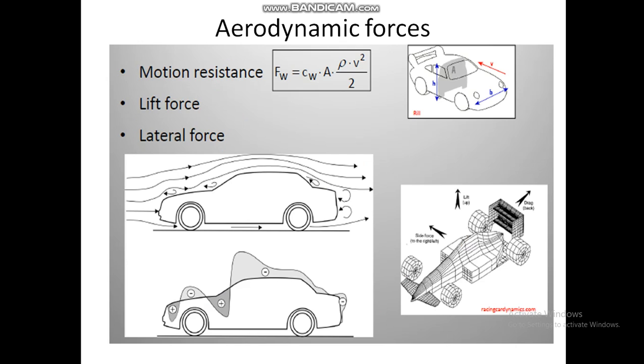Then we consider aerodynamic forces. The formula for aerodynamic force is Fw equals Cw times A times rho V squared upon 2, where Fw is the aerodynamic force, Cw is the aerodynamic coefficient, A is the area of the surface, rho is the density of air, and V is the velocity of air. We consider lift force, lateral force, and all other forces in aerodynamic forces.